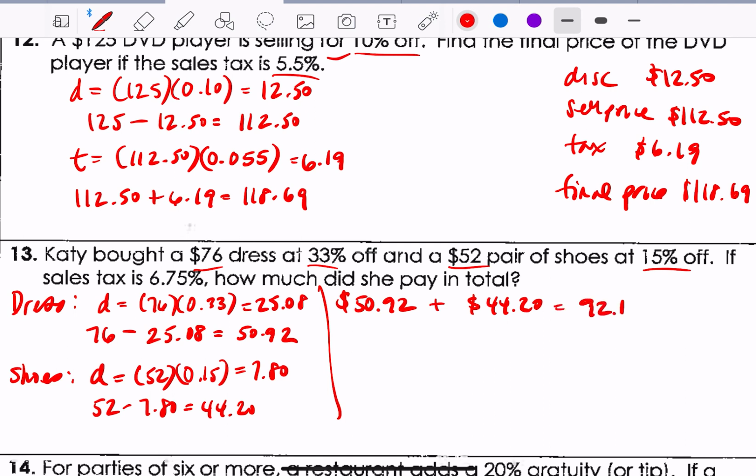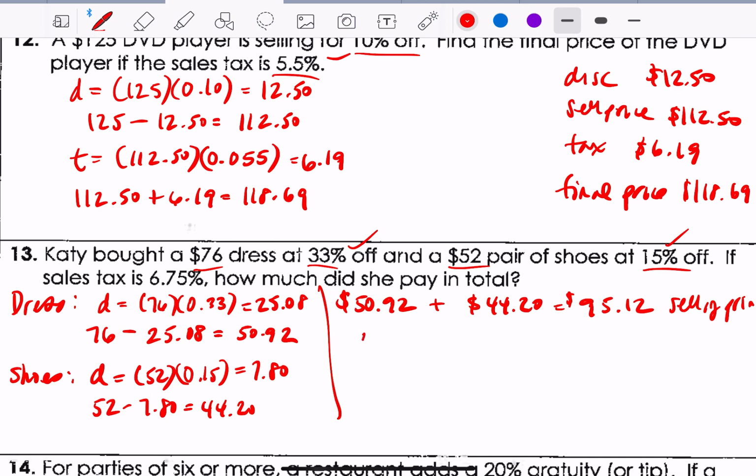Oops, I got all kinds of mistakes here. $95.12. So that's how much her items cost after the discount. So this is the selling price, right? But now I got to pay tax on these items. So I just did this and this, added them together. Now I got to figure out how much the tax is going to be.